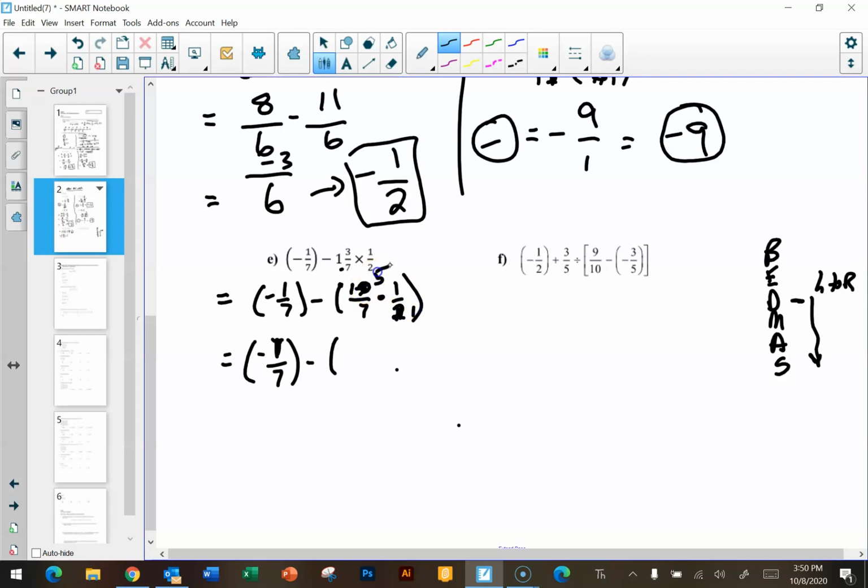10 divided by 2 is 5. So that makes it easier. Tops times tops, bottoms times bottoms. 5 times 1 is 5. 7 times 1 is 7. Now we're just at subtraction. So we took care of the multiplication, no addition.